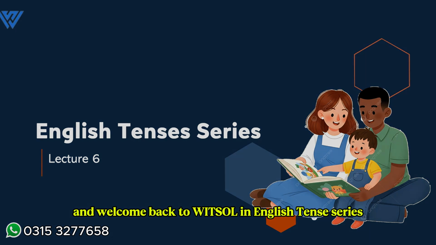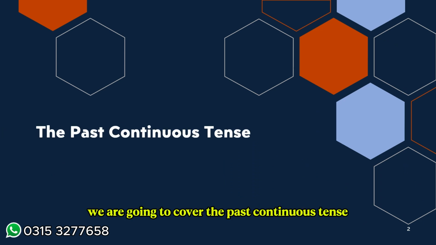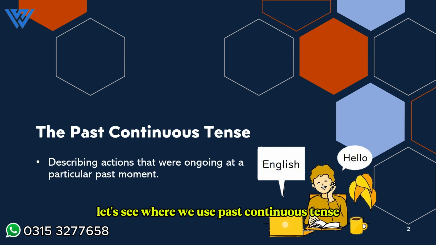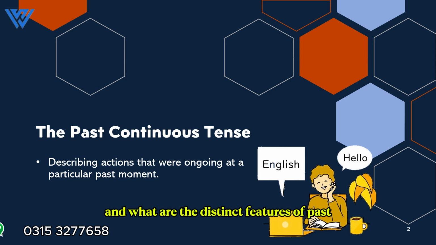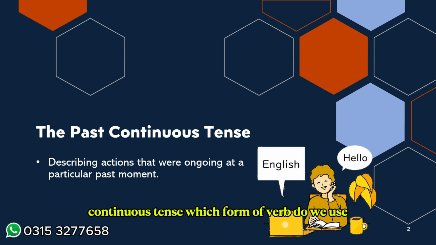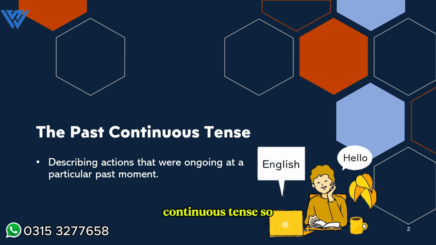In English 10 series, this is lecture number 6, and in today's class we are going to cover the past continuous tense. Let's see where we use past continuous tense and what are the distinct features of past continuous tense. Which form of verb do we use? What are the auxiliary verbs used in the past continuous tense? So, describing actions that were ongoing at a particular past moment.